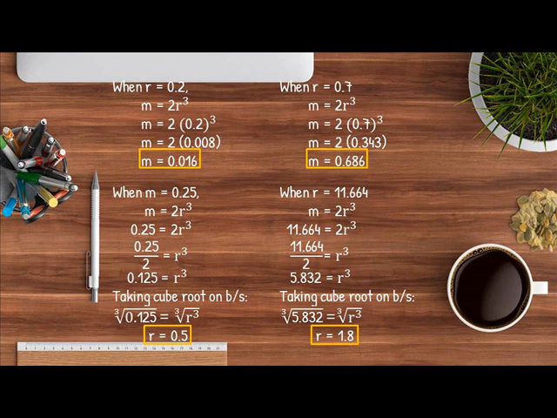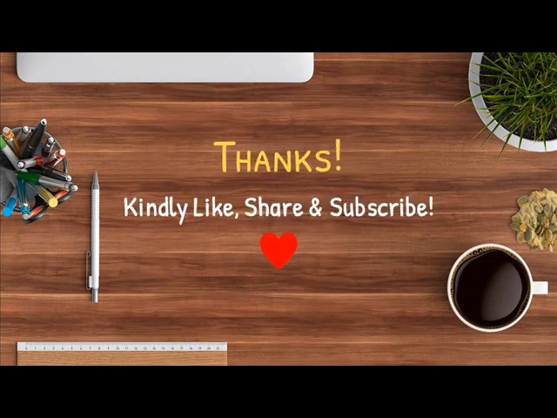Likewise, we will substitute the value 11.664 into the equation, and we will divide 11.664 by 2. After which we find the value of r cube as 5.832, and just like the previous one, we will take the cube root of r cube to find the value of r, that is found to be 1.8.